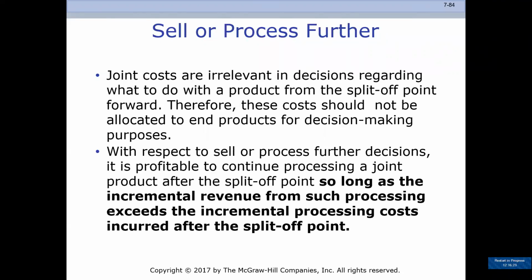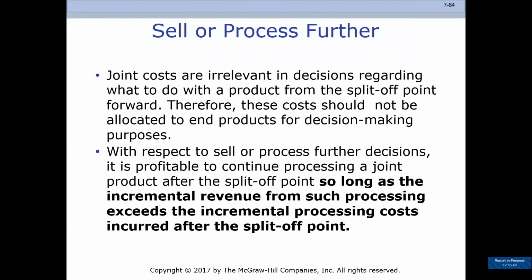So again, we have the option of either selling it as is or processing it further. You'd only process it further if the increase in value exceeds the increase in the marginal cost. Joint costs are irrelevant in decisions regarding what to do with the product from the split-off point forward. Therefore, these costs should not be allocated. Like if it costs you $100 million to pump out the oil, when you're trying to figure out what do we do with it now, you don't look at that $100 million that you spent to pump it out of the ground. That's an irrelevant cost. It's a past cost, a sunk cost.